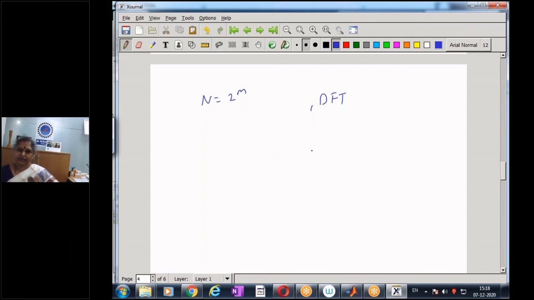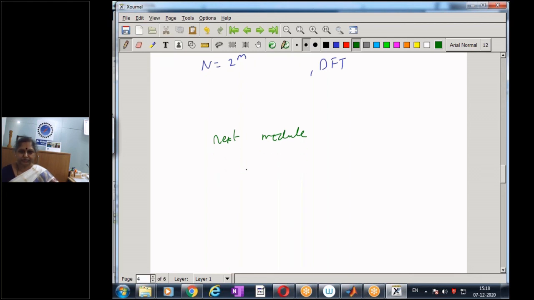So in the next module, we shall take up the other method of computation. In the next module, we shall take up the method of computing the discrete Fourier transform using the decimation in frequency FFT algorithm.